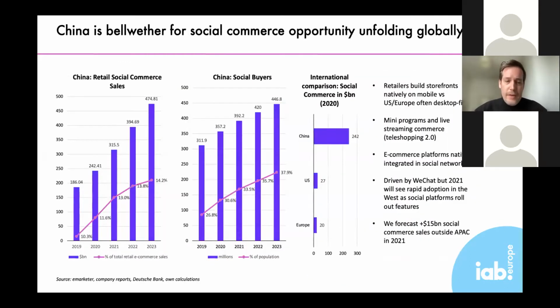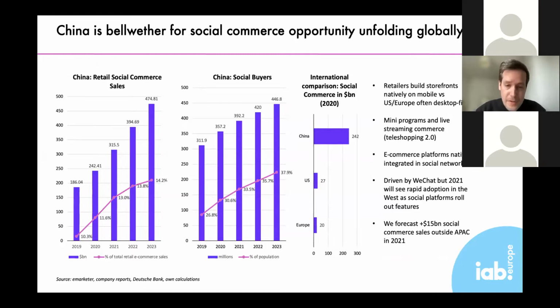China is really the bellwether for this. So if you look at the chart on the left here, on the very left, you can see the explosion after a very strong growth rate of social commerce, where social commerce already now makes around 13% of total e-commerce sales on WeChat, which pioneered this, but increasingly other platforms.